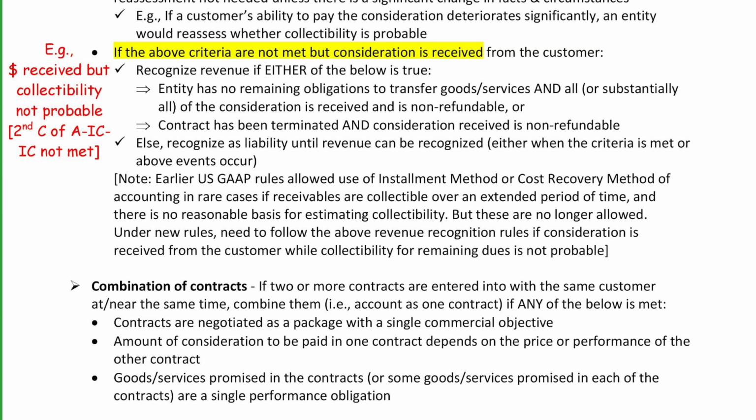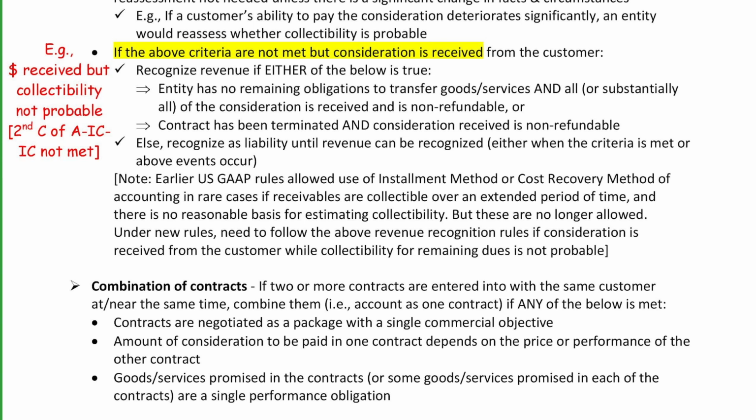So guys, we said that for it to be a contract, it needs to meet all of the AIC-IC criteria. So here we have a situation where all of the criteria is not met. For example, collectibility is not probable, but money is received from the customer. The question is, how do you recognize revenue?